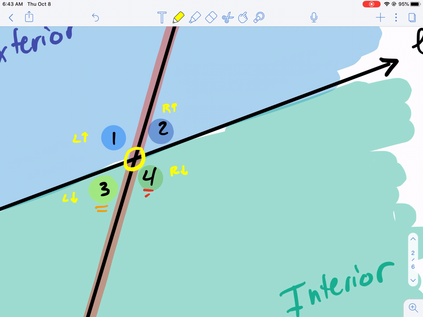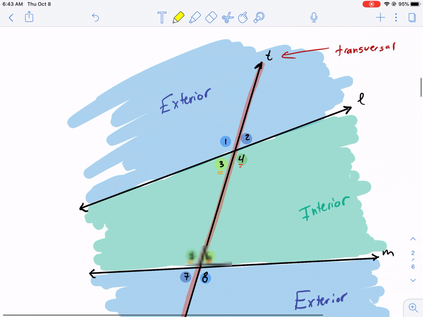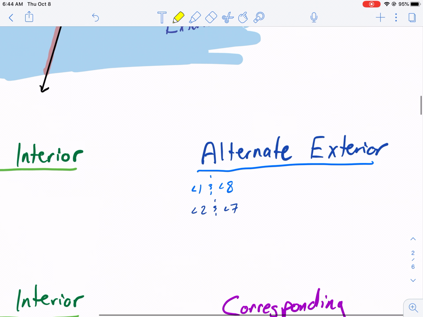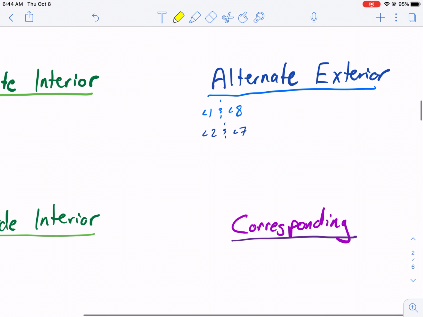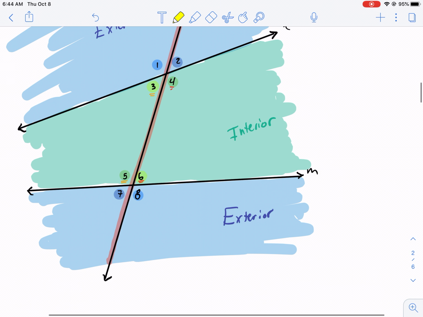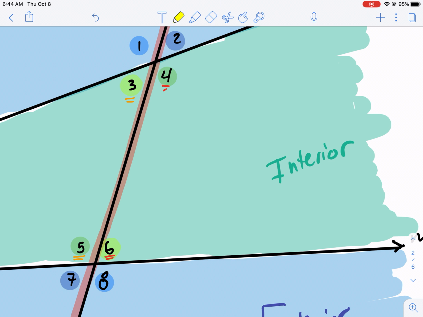I'm going to undo this just because I just wanted to show you, but it's kind of hideous in my opinion. Okay, so now we need to establish what that means, okay? So corresponding means they're in the same part of the intersection. Okay, the same part of the intersection.